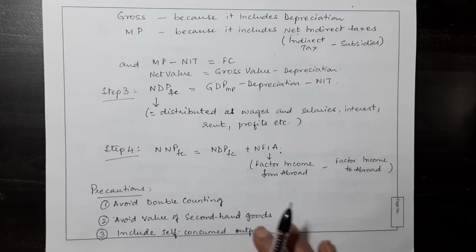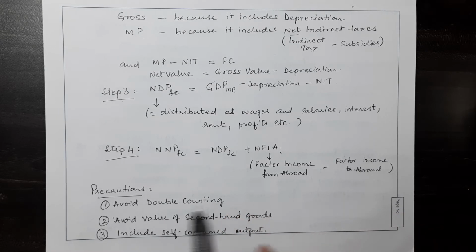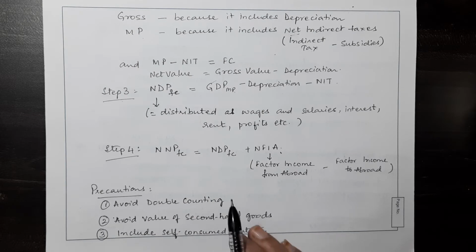Now, there are three precautions that we need to take. What are they? Avoid double counting. We must take care of this double counting, otherwise it gives us a value that varies from the actual number.